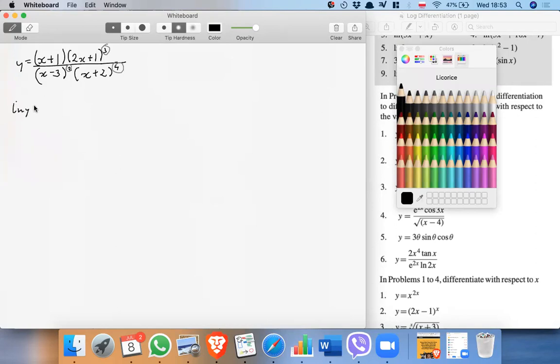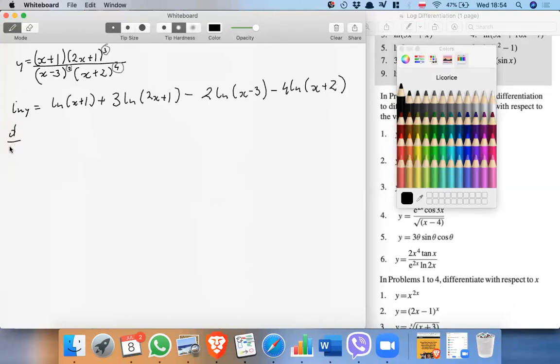So ln of y equals ln of x plus 1. Product between those two logarithms, so that's a plus. And then remember that whenever you're taking a log of a term that's in a power, the power number drops in front of the log. So that will turn into 3 ln of 2x plus 1. And then minus 2 ln of x minus 3. And then minus again 4 ln of x plus 2. So that's the ln of y.